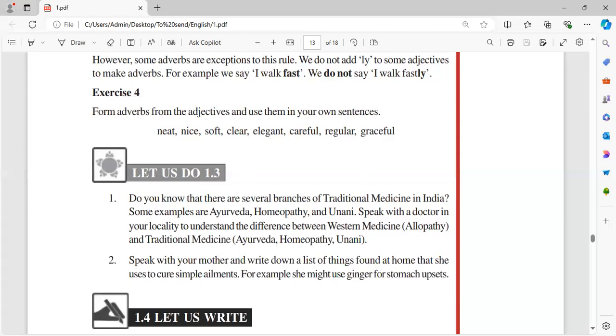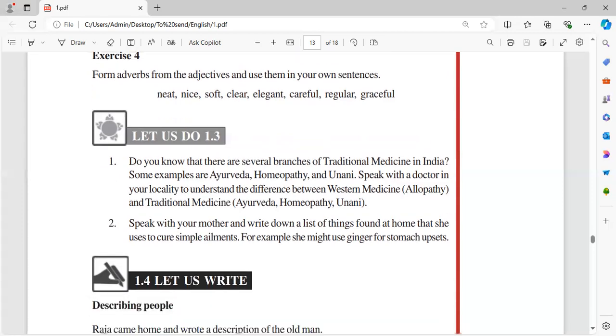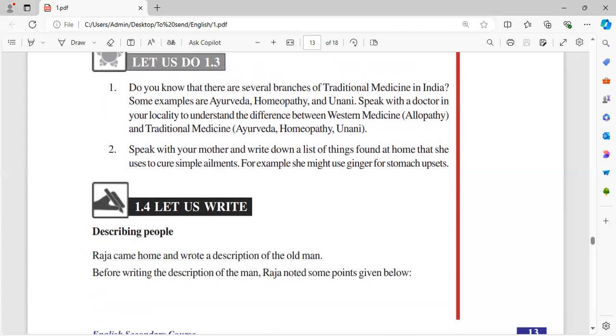So there's a homework over here. You need to form adverbs from the adjectives and use them in your own sentences. Try it, and if there are doubts, you can check. Maybe the answer could be given in the textbook itself. There are some portions that you have to do and send me on my WhatsApp.